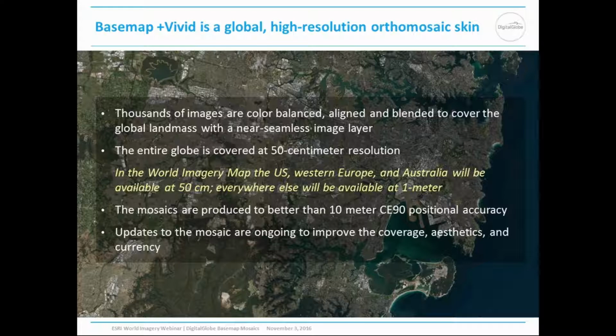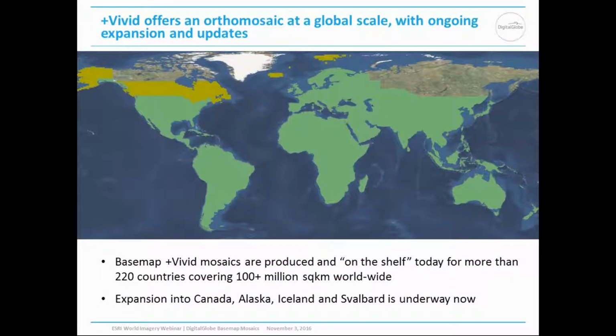Updates to the Vivid mosaic are ongoing to improve the coverage, aesthetics, and currency. We have more than 220 countries covering over 100 million square kilometers worldwide, produced and on the shelf today. Those areas are shown here in green. Expansion into Canada, Alaska, Iceland, and Svalbard, shown here in yellow, is underway now, with those areas planned for completion early next year.